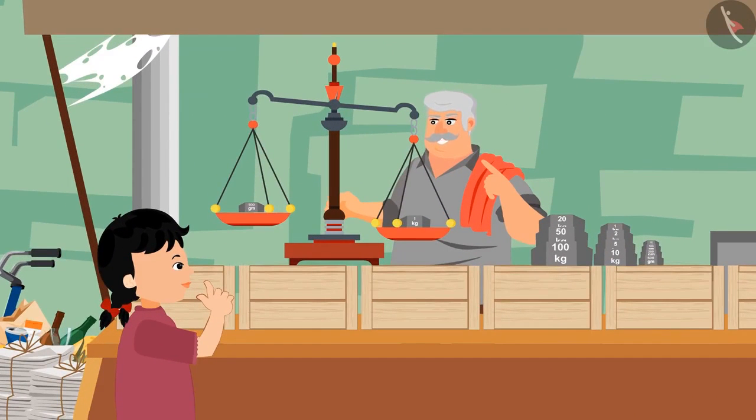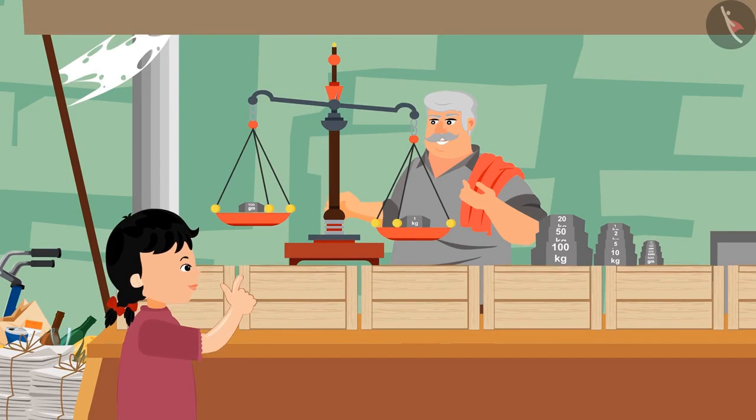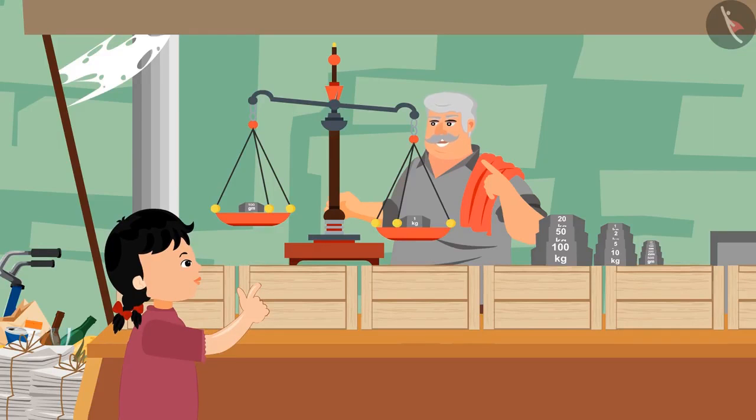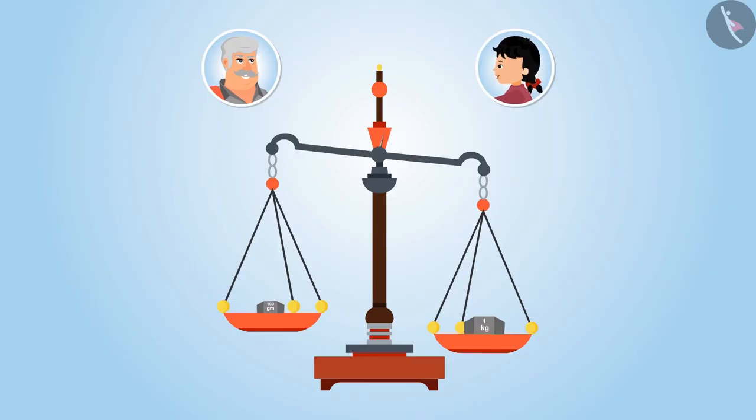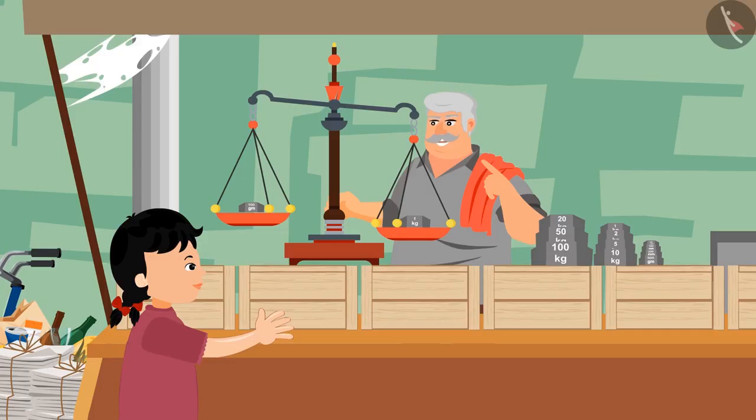Hey kid, what happened? What are you doing? Uncle, see, I'm placing the weighing stones on both the sides. Still, the needle is not getting balanced. This is because weight on both the sides is different. No, uncle, look. This is of 1 kg and this is of 100 grams. Both are equal, right?